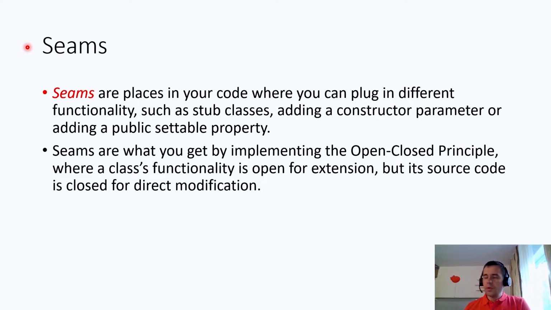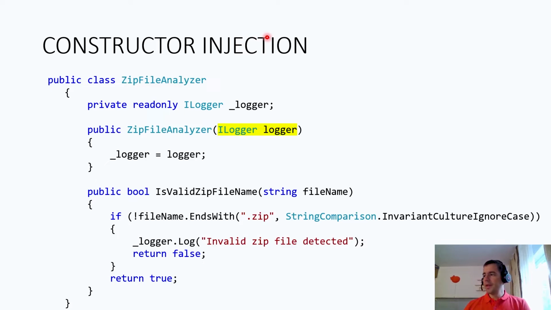Now we see what seams are. Seams are places in your code where you can plug in different functionality, usually using an interface. We can plug in stub classes by adding a constructor parameter or adding a public settable property. With seams, we implement the open-closed principle, where the class functionality is open for extension, but the source code is closed for direct modification.